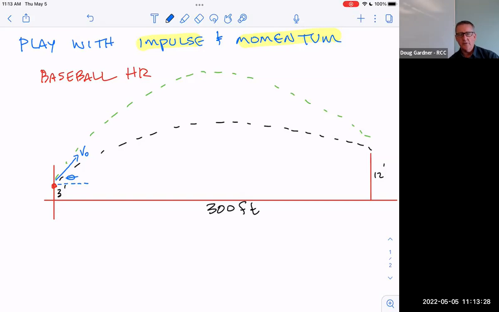Why do you say the black one? Caesar thought the green got to go higher and fight gravity more, so they'd have to hit it harder to follow green. You say no, it's black. It takes less time. And from experience, it's harder to hit a home run and a line drive. Yeah, so you're saying it kind of from experience.